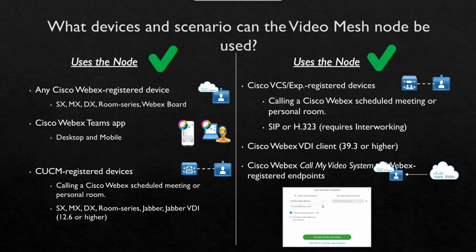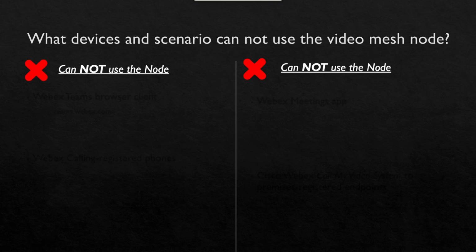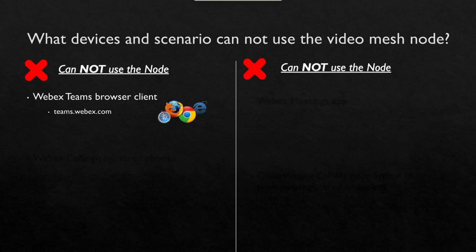Notice this is specific to endpoints registered to the Webex Control Hub. The callback feature to on-prem registered endpoints will not work, and you'll see that again in the next slide. So let's go ahead and take a look then at what endpoints cannot use the video mesh node. And this includes any Webex Teams browser clients.